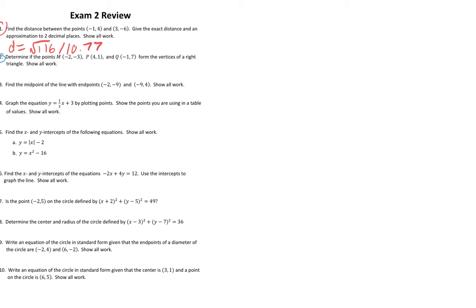Okay, now looking at question 2, we want to determine if the points M at (-2, -3), P at (4, 1), and Q at (-1, 7) form the vertices of a right triangle. So one thing that we want to do is draw a graph. It's not going to be the best graph, but this is going to be point M. And point P is at (4, 1), so we're going to be right here.